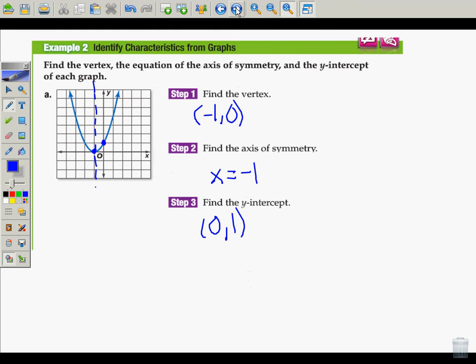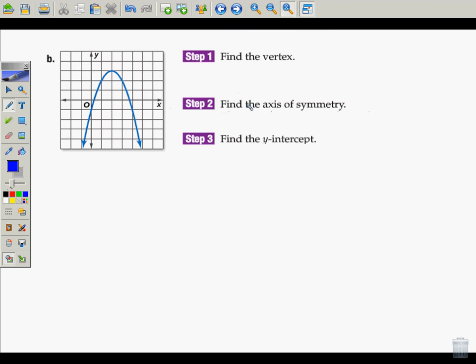Looking at another graph, find the vertex. Well, the vertex is going to be the highest point, since this one's opening downwards. So I can see it's over 2, up 3, so my vertex is 2, 3.